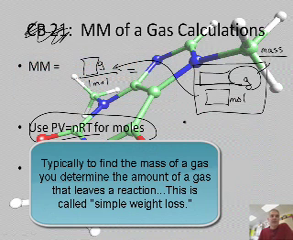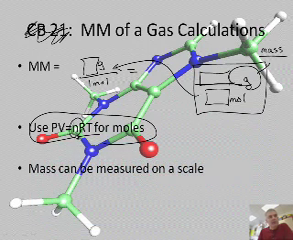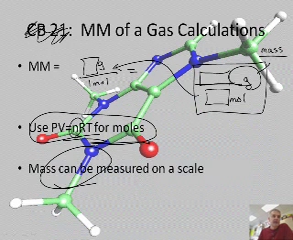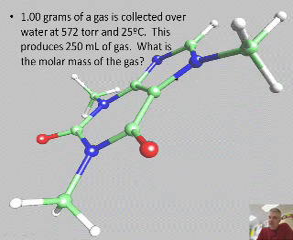And to find moles, you're going to use the ideal gas law, PV equals nRT. And of course, n stands for moles. Mass can be measured on a scale, and we can measure moles using the ideal gas law equation. So it's really pretty easy. Really easy. So let's do an example.